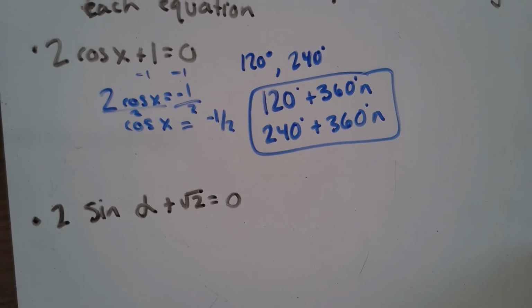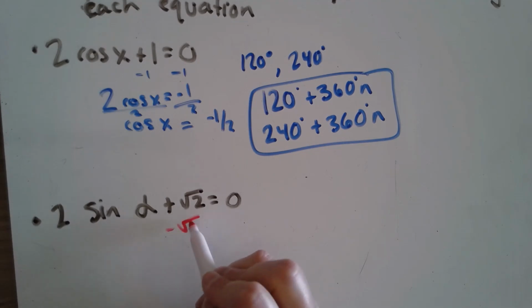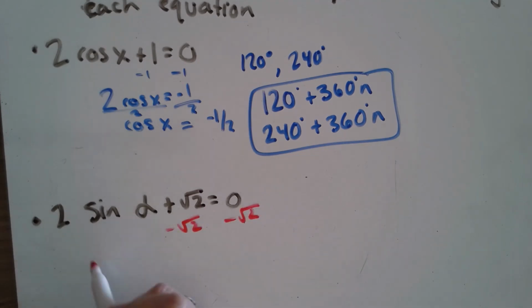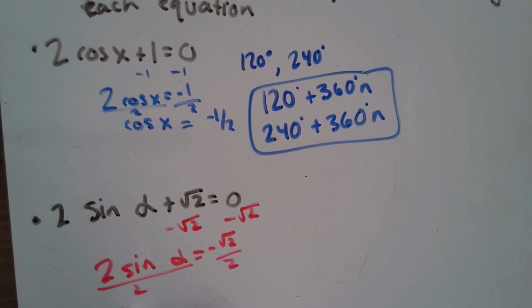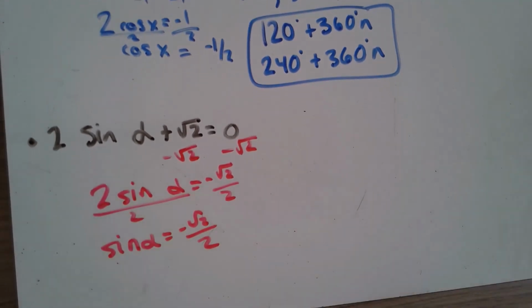On our second one, 2 sine alpha plus square root 2 equals 0. Again, we're just going to solve this. And you might be thinking, oh, this is pretty easy. It is. When we get to a little bit more complex solving, it's a little bit more intense, but not bad. So I subtracted the square root of 2 and then divided.